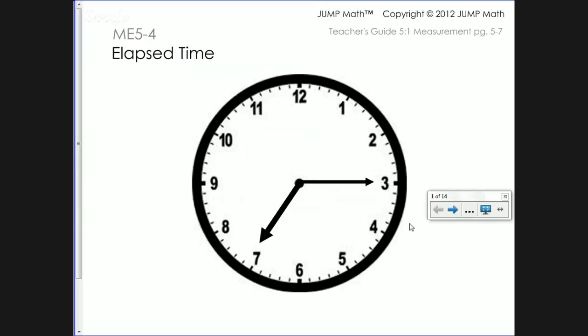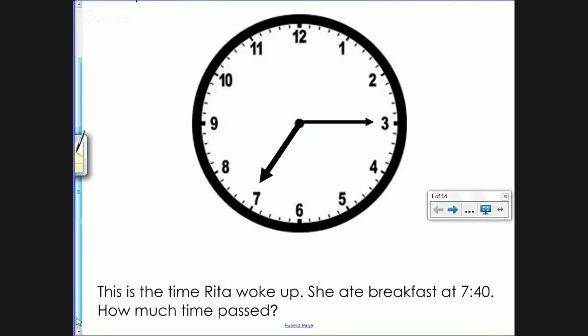Then we're going to be looking at the question that's at the bottom. It says, this is the time Rita woke up. She ate breakfast at 7:40. How much time passed? So we're determining how much time passes between 7:15 and 7:40.